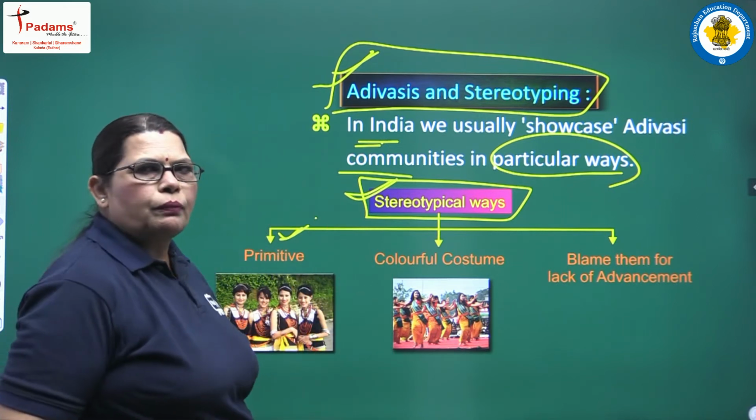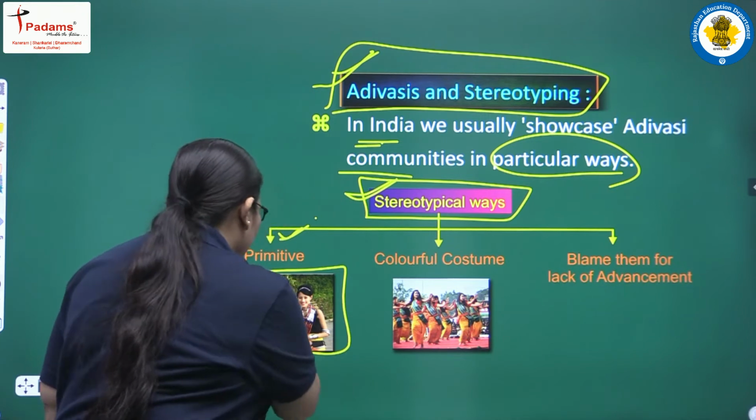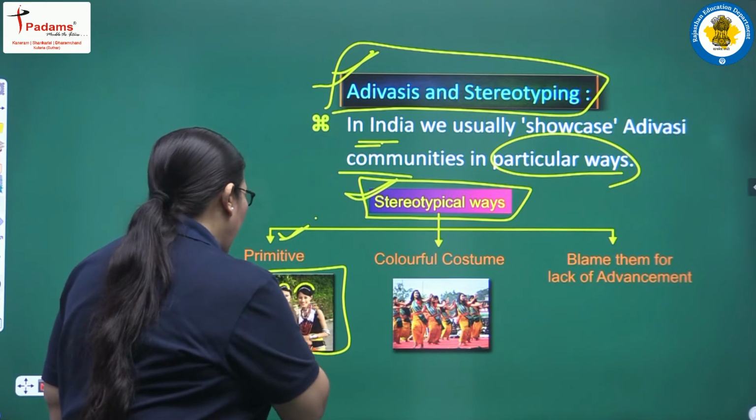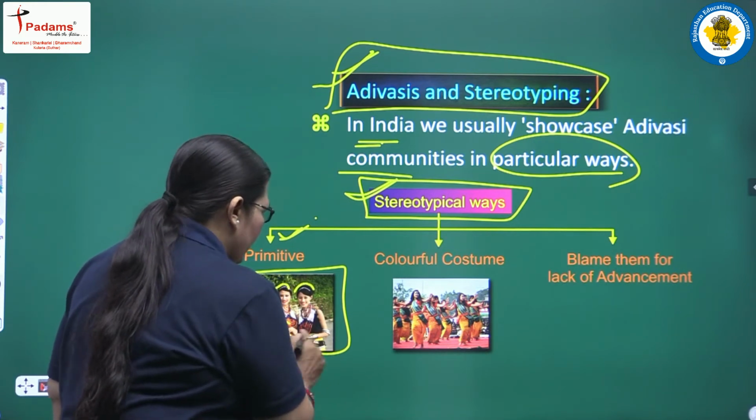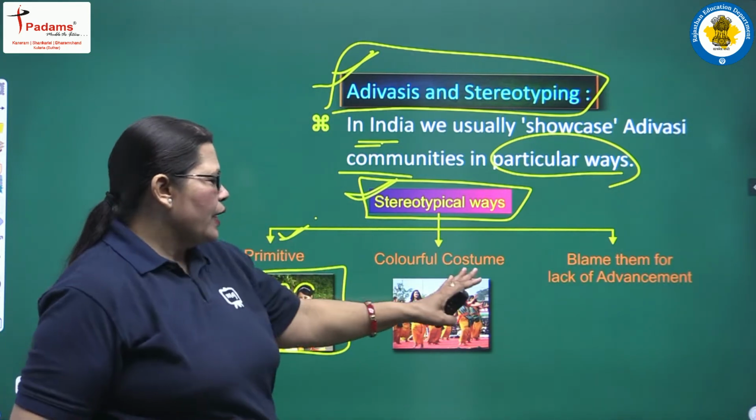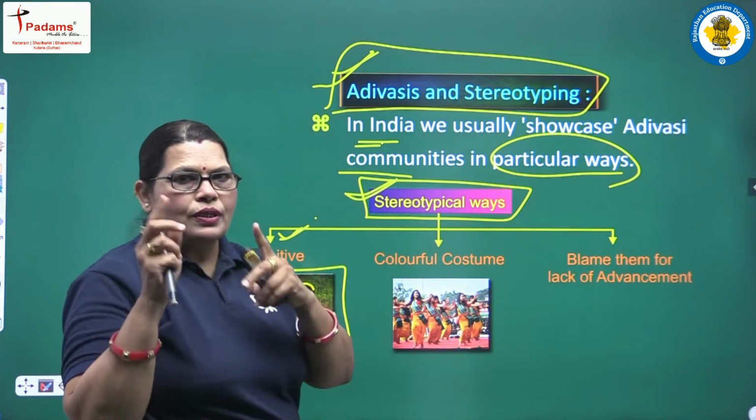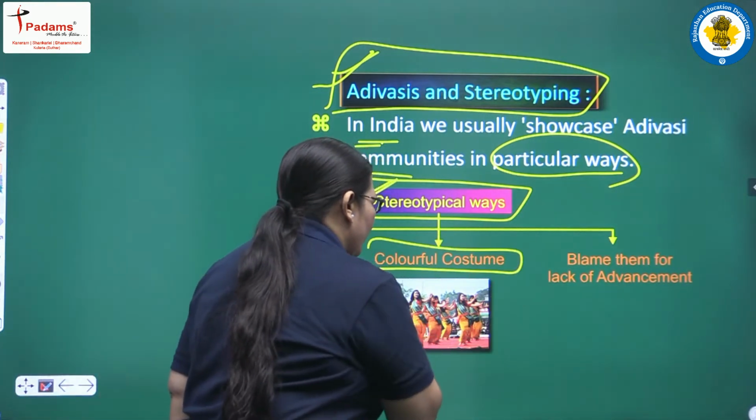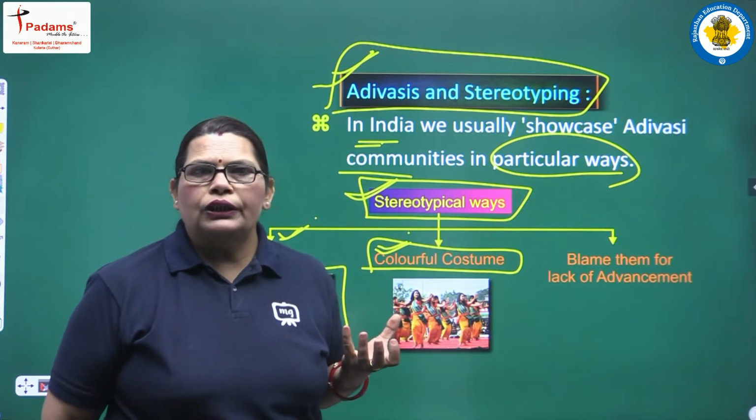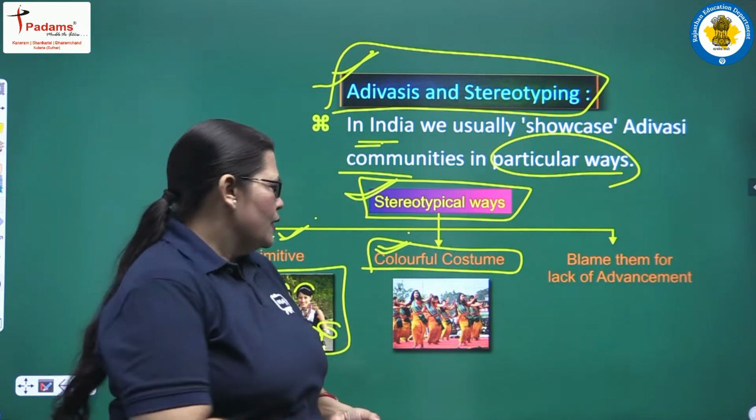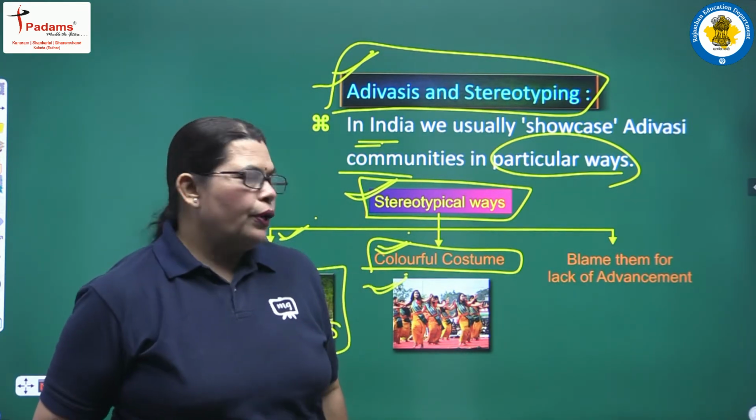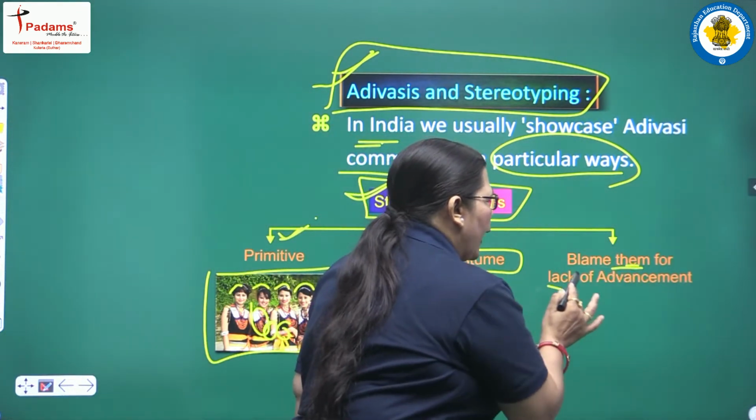When we are discussing the primitive, students, see the get-up of these girls, totally different from the others. They have some ornaments, and they have some tattoos also. When we are discussing the costumes, the main thing is that they always wear colorful costumes. Why? Because they love nature and nature gives us color. So they always wear colorful costumes. One more important point here: blame them for lack of advancement.